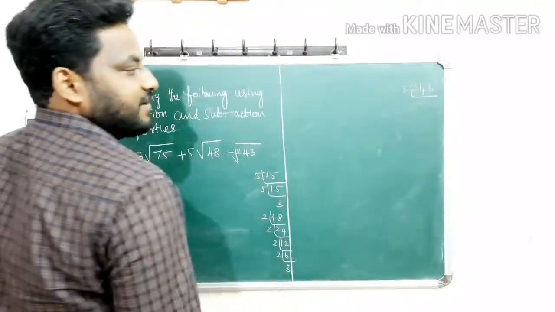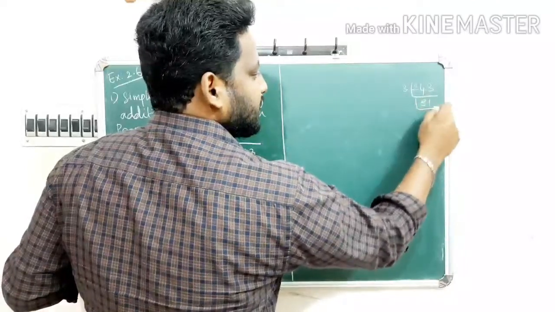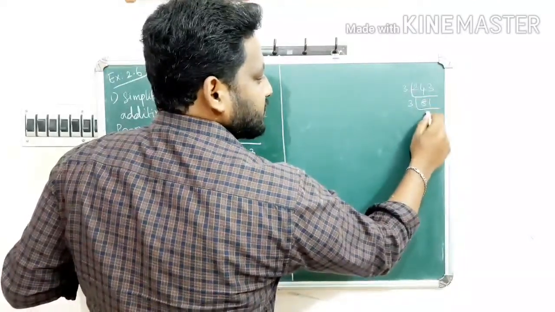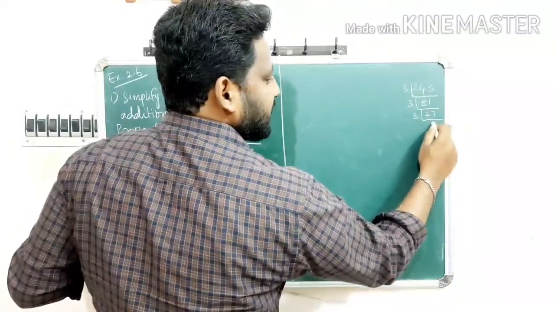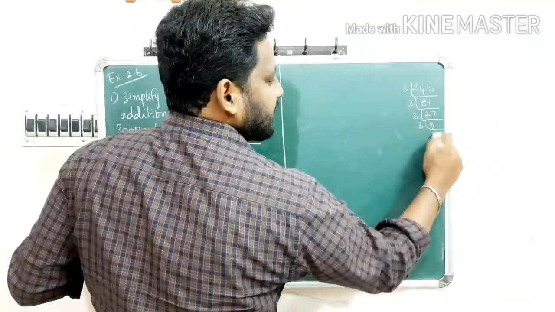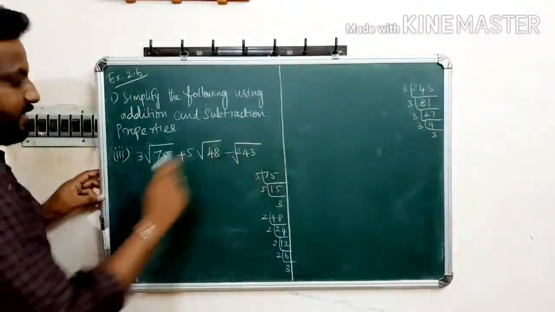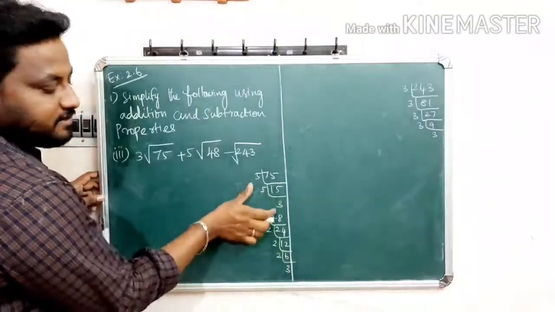So first number, we can divide by 3. 8 3s are 24. 1 3s are 3. Then again 3. So 2 3s are 6. 7 3s are 21. Then again 3. 9 3s are 27. Then again 3. 3 3s are 9. So we can write it inside the root, with the number split.